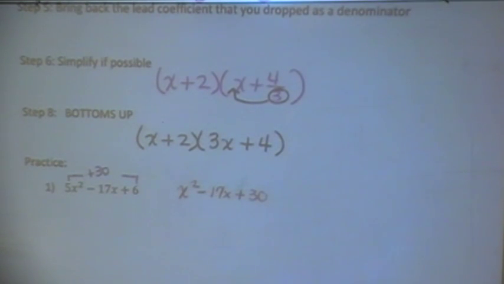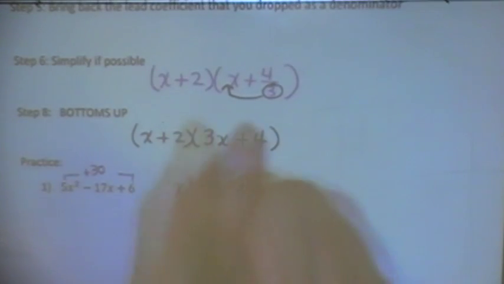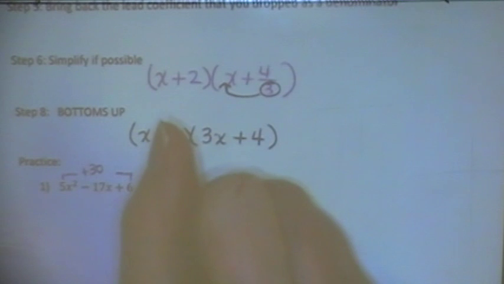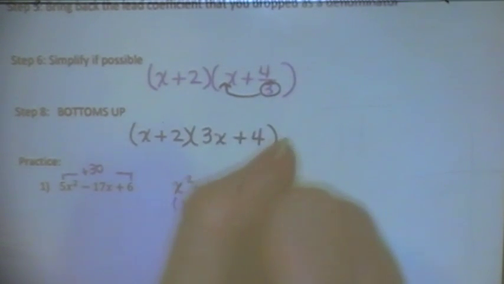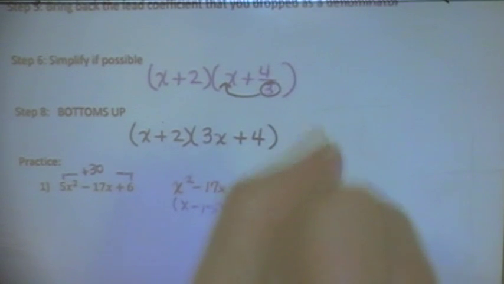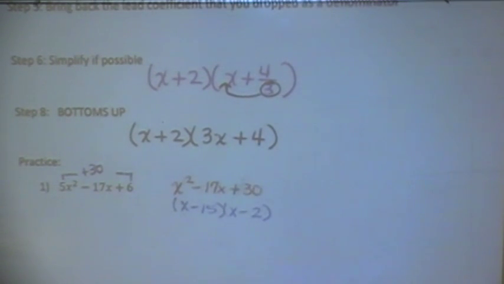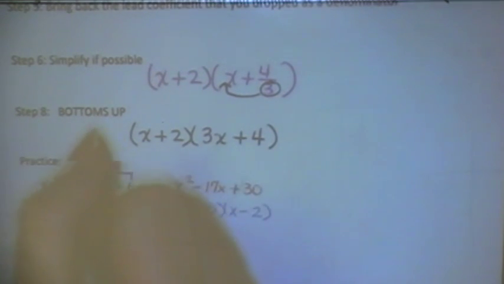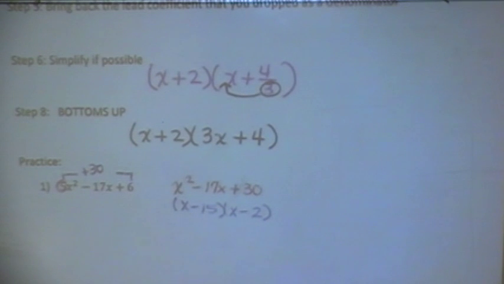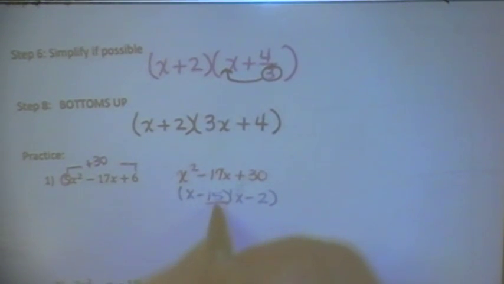Now, factor that with a factor sum chart, or if you can just factor it. Factors of 30 that combine to give you 17. That would be x minus 15, x minus 2. You cannot stop there because you had this coefficient of 5 that you dropped off. That has to be taken care of somewhere. You bring it back as a denominator.